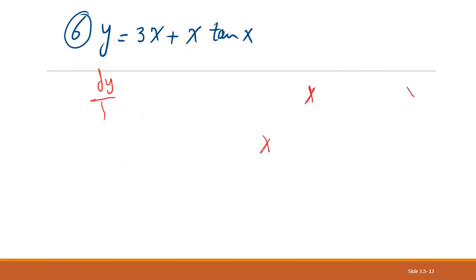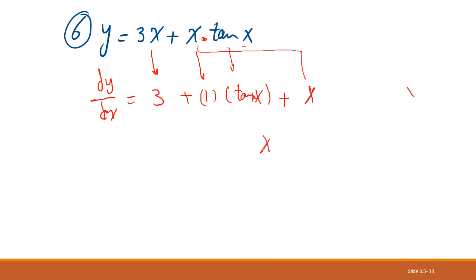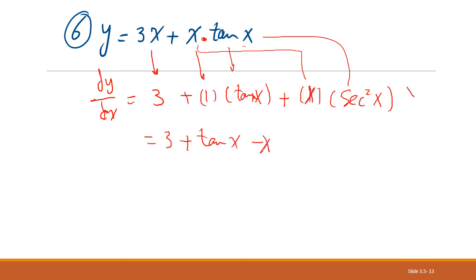Dy over dx: the derivative of 3x is 3. And for 5x squared tan x, this is a product rule. So it's the derivative of the first multiplied by the second, which is 10x tan x, plus the first multiplied by the derivative of the second, and the derivative of tan x is sec square x. So it's 3 plus 10x tan x plus 5x squared sec square x.